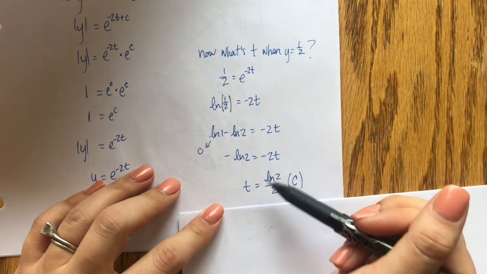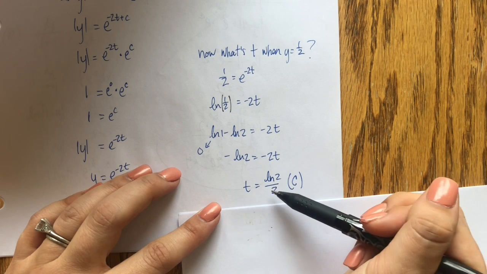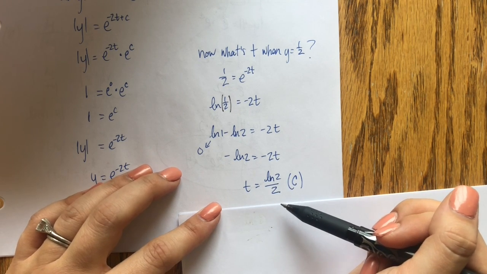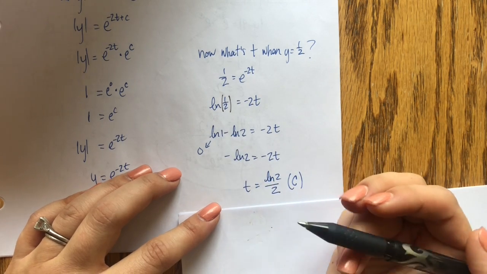I just want to say that rewriting it like this is an old problem. It's pretty old school. They don't do these tricks as much anymore, and they might just leave it as ln of a half all over -2.